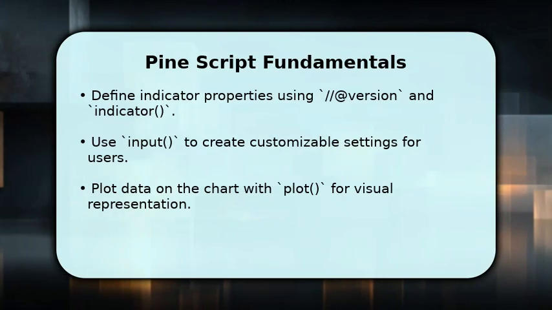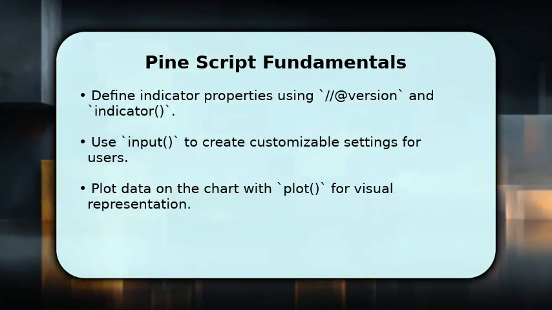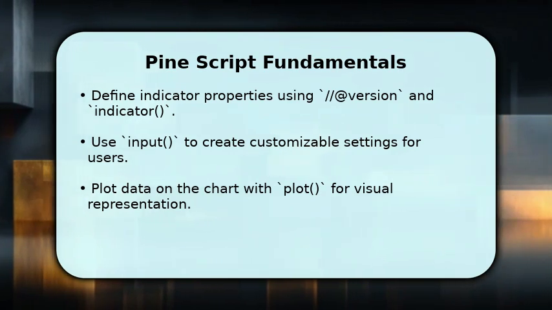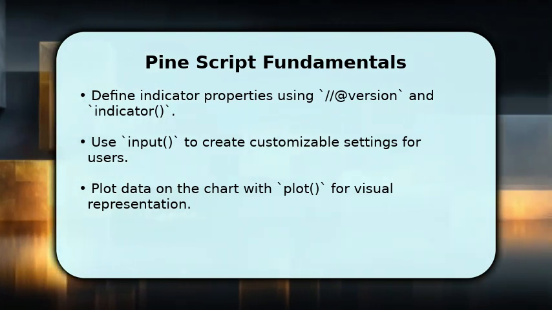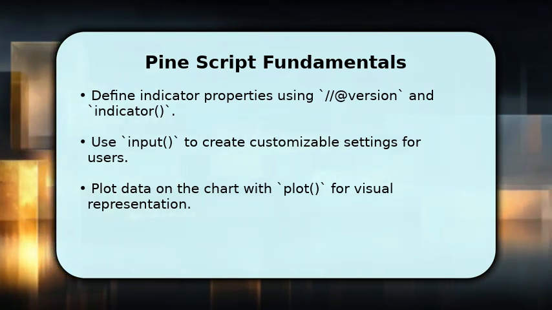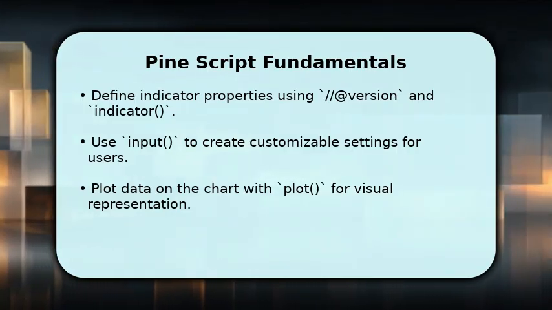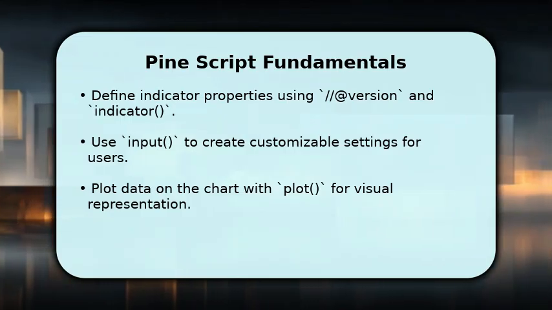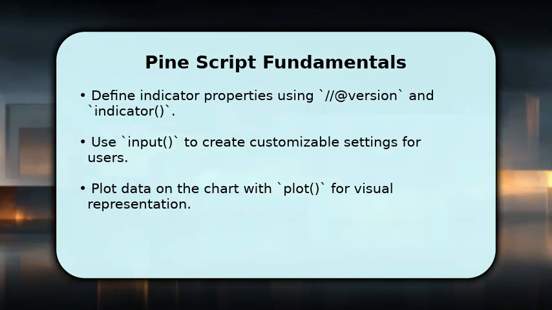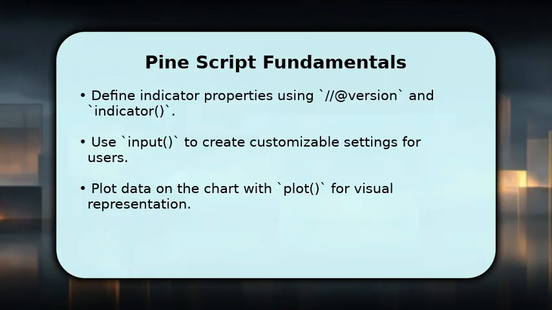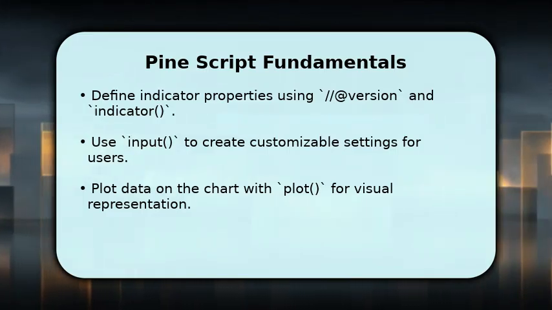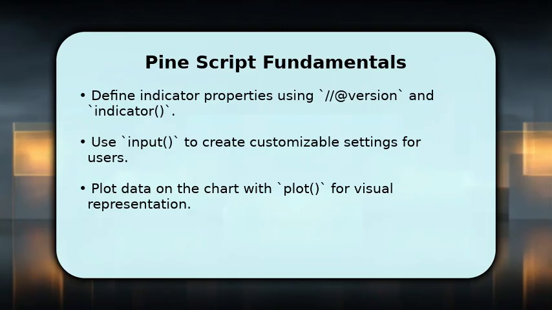Once in the Pine editor, you'll use @version to specify the Pine Script version, like 5. The indicator function sets the name and properties of your tool. To make your indicator flexible, use input for user-adjustable settings, such as a moving average length of 20. Finally, plot is essential for displaying lines or shapes directly on your chart, making your data visible and actionable.